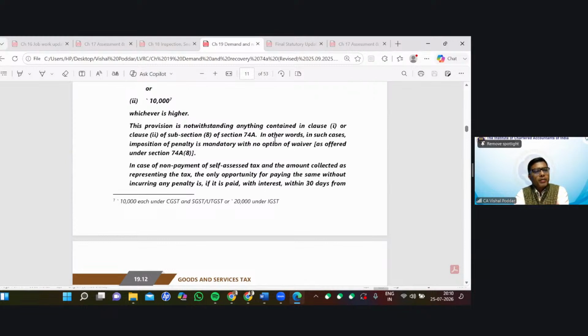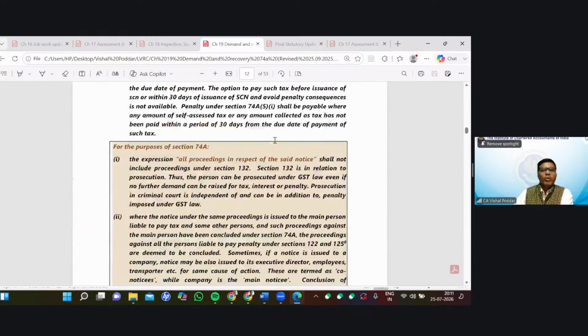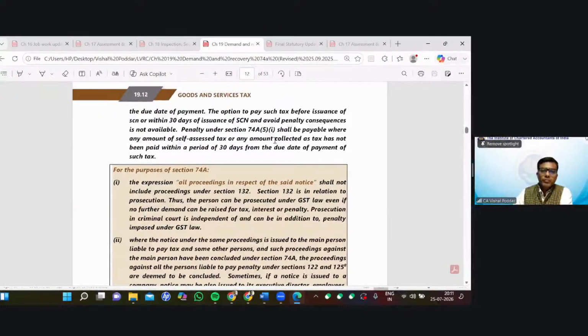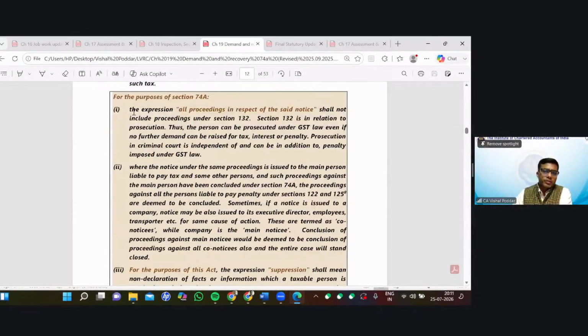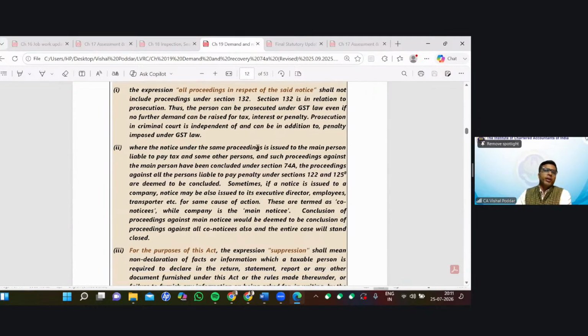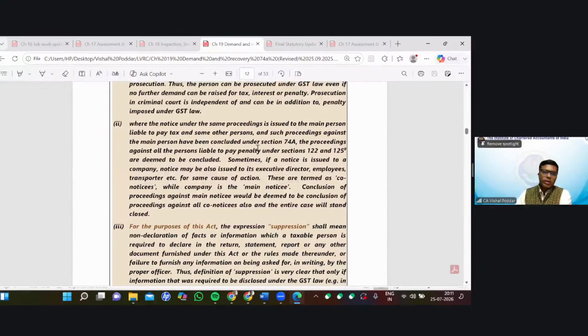So, where even in case of non-fraud, the tax was collected by you and not paid, then the penalty is compulsory. There is no waiver, even if you pay before show cause or within 60 days of the show cause. Now, for the purpose of this section, the expression all proceedings in respect of the said notice shall not include proceedings under 132. 132 is in relation to prosecution. That is, the person can be prosecuted under the GST law, even if no further demand can be raised for tax, interest, penalty. Prosecution in criminal court is independent and can be in addition to penalty. So proceedings will not include the prosecution.